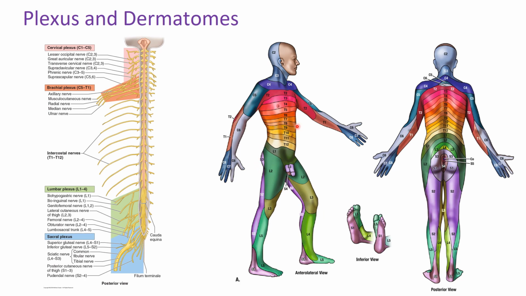Now, one other thing I want to point out that this image has reminded me of, C1 does not have a dermatome. And you say, Ryan, how does C1 not have a dermatome? That is because C1 does not have a posterior root ganglion, so it does not have sensory information coming in at the level of C1.